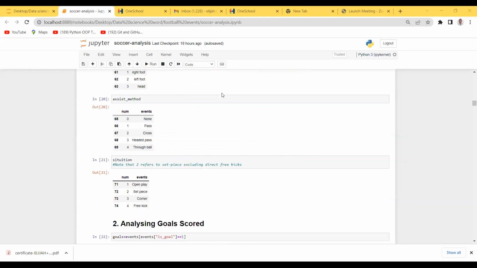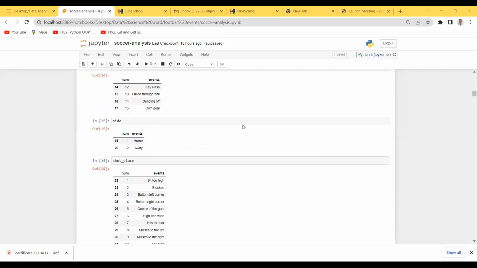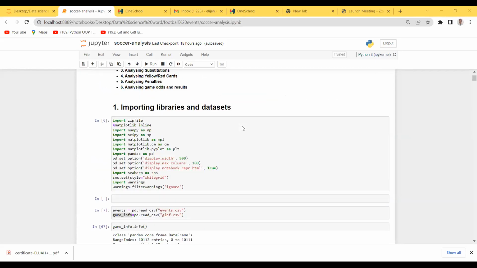Can you see my screen? Yes, we can. So we start from the top.